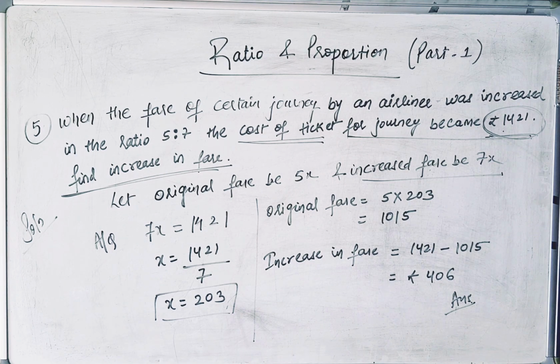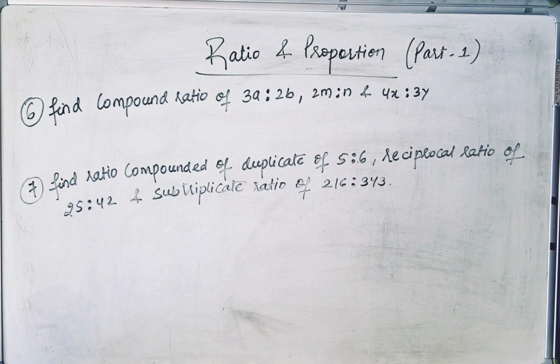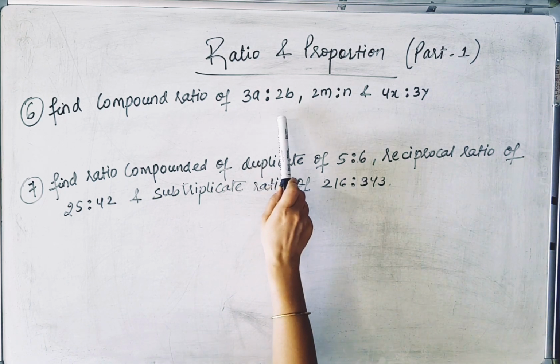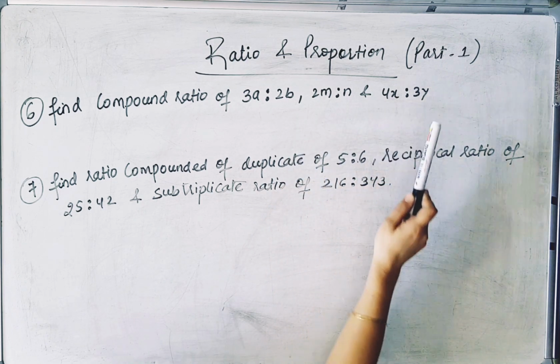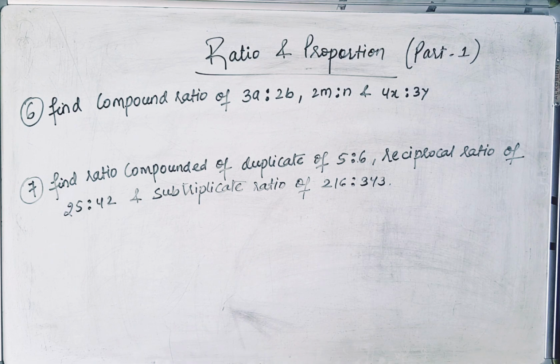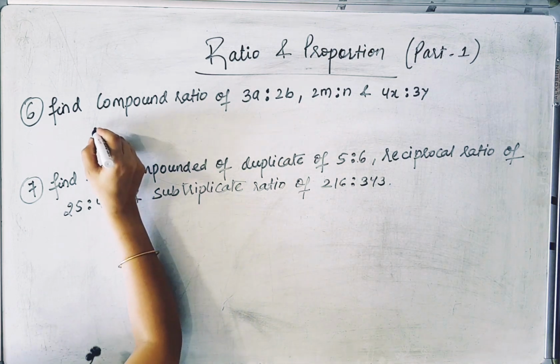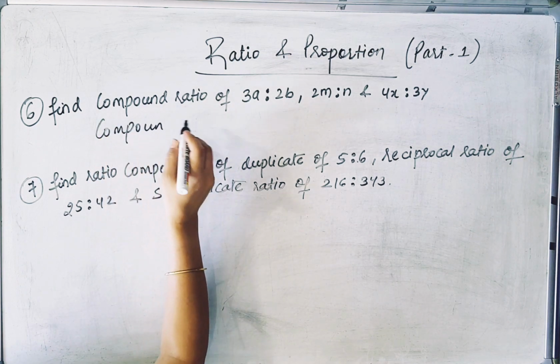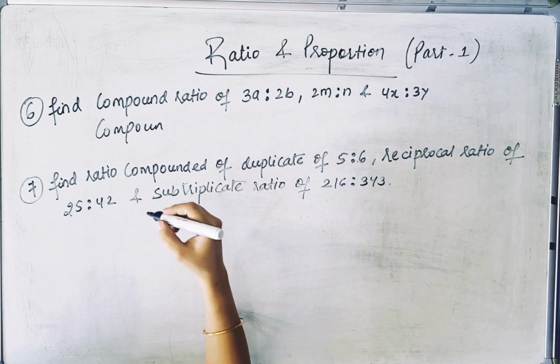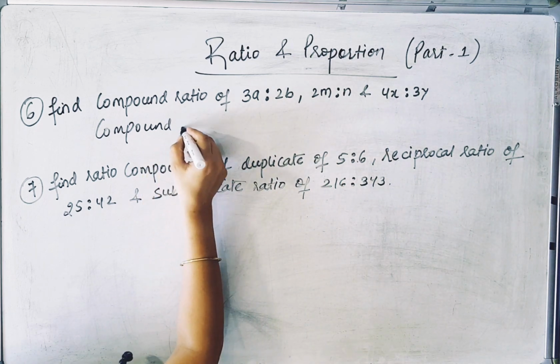Now we'll see certain questions in which we'll find the compound ratio, duplicate ratio, triplicate ratio, subduplicate and subtriplicate ratio. Now the question is, find the compound ratio of 3a is to 2b, 2m is to n and 4x is to 3y. As I explained in the concept, if we have to find the compound ratio, it will be the multiplication of antecedents upon the multiplication of consequents.